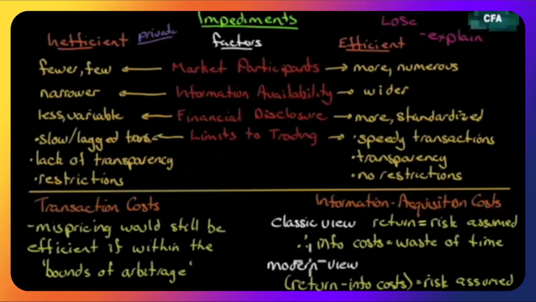The more modern view says, well, hang on a second. It is the very information that's accumulated and digested that actually leads to this efficiency. So you can't just discount that. So the more modern view is if we take our return minus our information costs, we will get a return that is equal to the risk assumed in an efficient market. So in an efficient market, there is a return to information search and information costs. There is a return to that, and our net return will be the risk assumed. That's the more modern view, because you can't throw out the idea of information search.